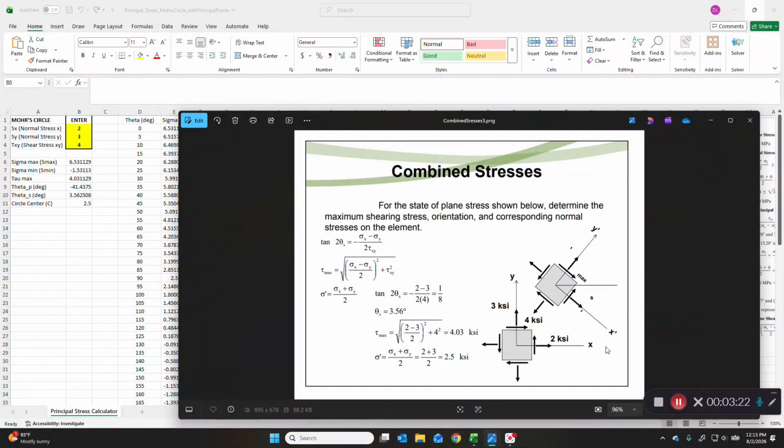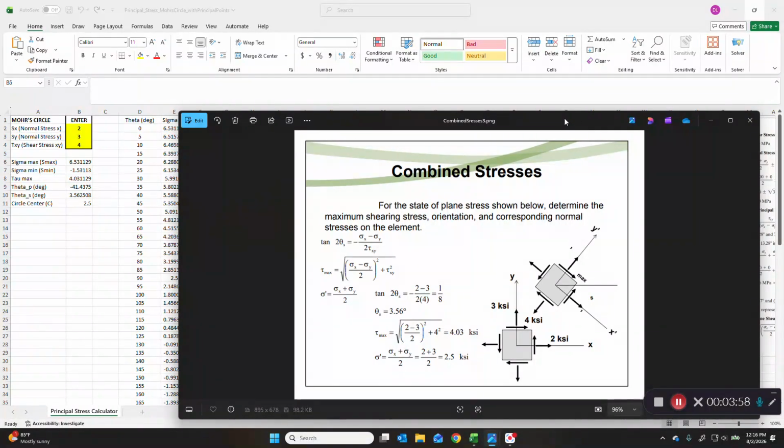So the maximum shear stress is at theta sub s, not theta sub p. And that's calculated as shown here. So here it is in our spreadsheet on line 10, row 10, 3.56 degrees. And the tau max calculation is shown here as 4.03 ksi, so that's given on line 8, row 8 of this Excel sheet. And this sigma prime tends to be the center of the circle, right? Based on the calculation, it's basically the average of the x and y sigmas. So you're taking 2 plus 3 and dividing by 2, 2.5. That's the center of the circle and how we draw Mohr's circle.